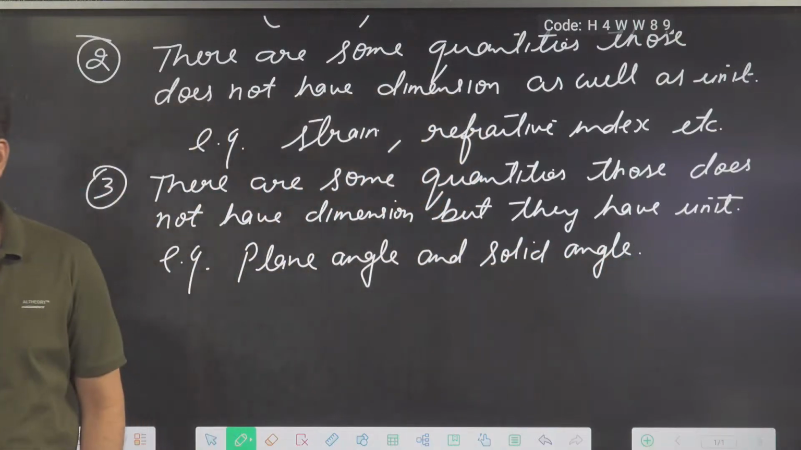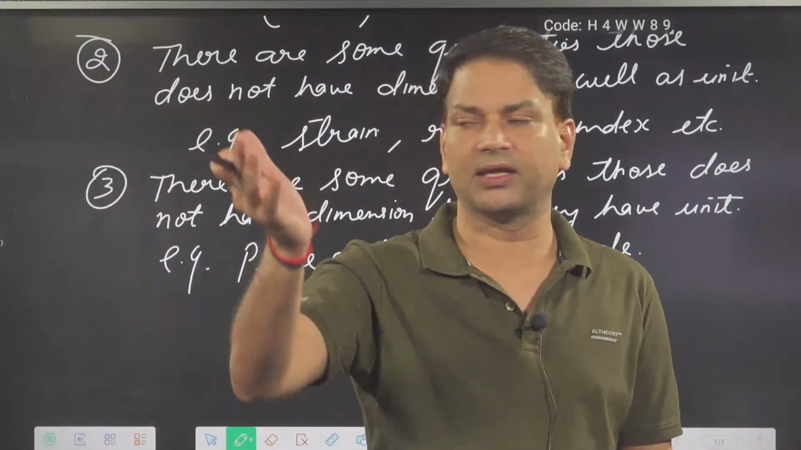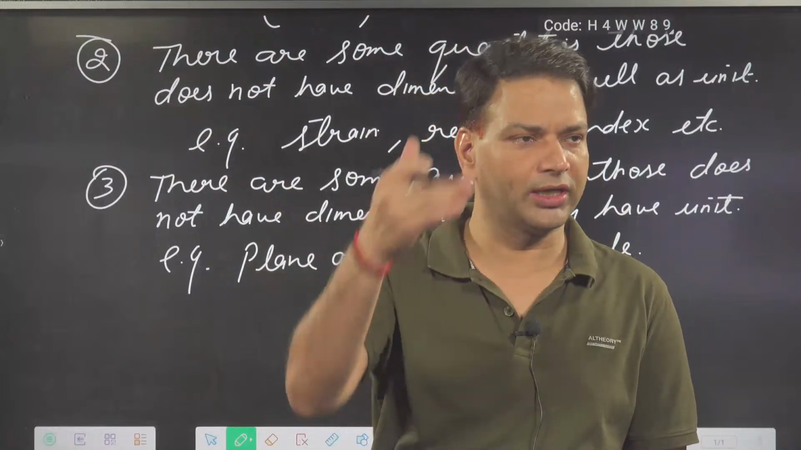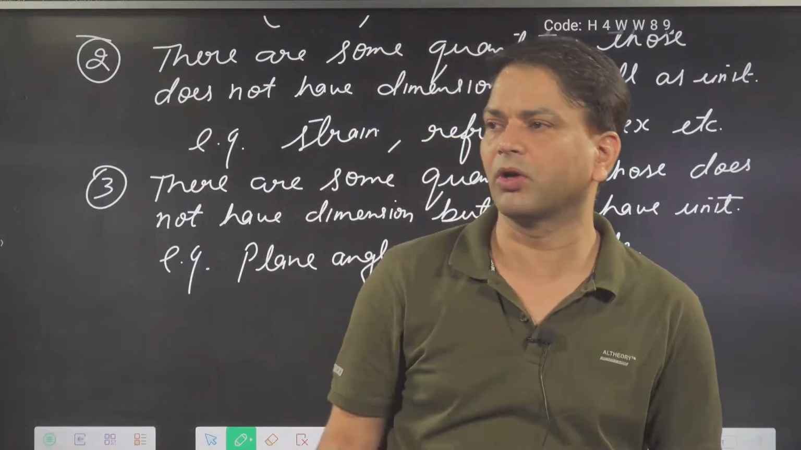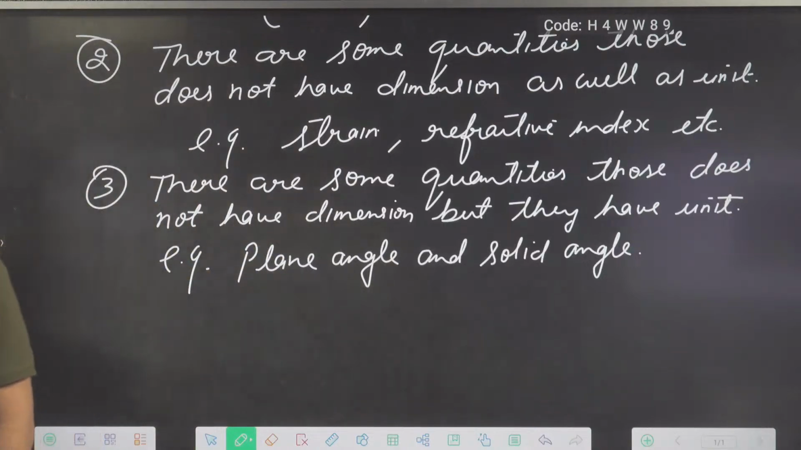In 2022, they directly asked this question: the pair of quantities that does not have dimension but has unit. Of the four options given, one option was plane angle and solid angle.